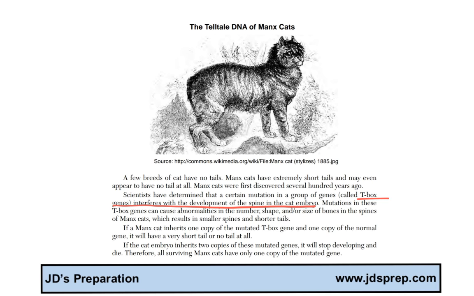If a Manx cat inherits one copy of the mutated T-box gene and one copy of the normal gene, it will have a very short tail or no tail at all. If the cat embryo inherits two copies of these mutated genes, it will stop developing and die. Therefore, all surviving Manx cats have only one copy of the mutated gene. Let's look at a problem to see this in action.